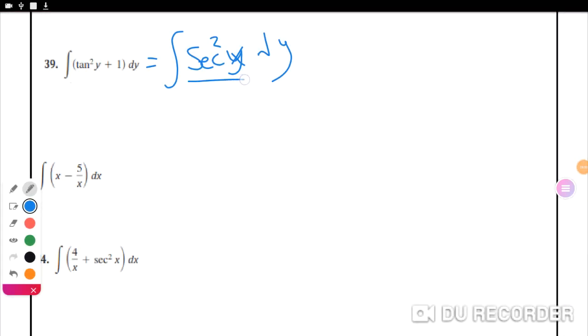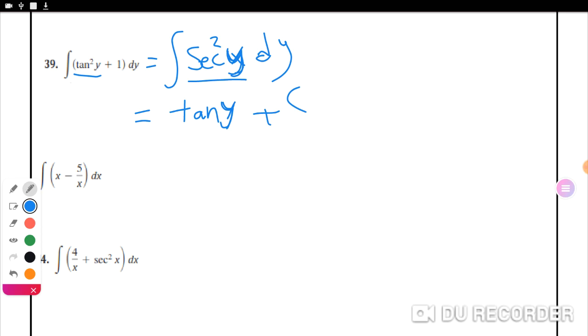Okay, I need to rewrite the function to be ready, because I don't have a rule for tan square y. But you have to know tan square y plus 1 is one of the identities of trigonometry: secant square y. I'd like to show you how we get it, but later after I finish the solution of this one. What is the integration of secant square y? It is tan y, sorry, the variable of integration here is y, plus constant.